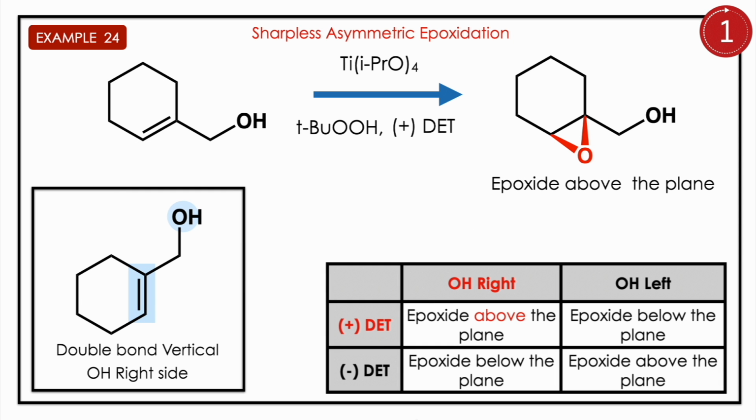Here alkene is there, alcohol is there, so you should identify the allylic position. Yes, it is an allylic alcohol, plus DET you are using. So Sharpless asymmetric epoxidation. First step will be finding the position of OH. For that you should rotate the molecule to bring the alkene vertical, OH above. If you do that, you can clearly see OH is on the right side, OH right side plus DET. So epoxidation above the plane. So draw the oxygen above the plane. You have the final product.